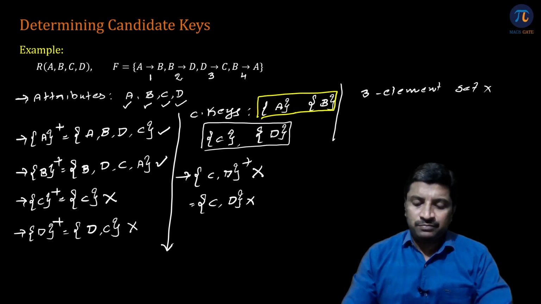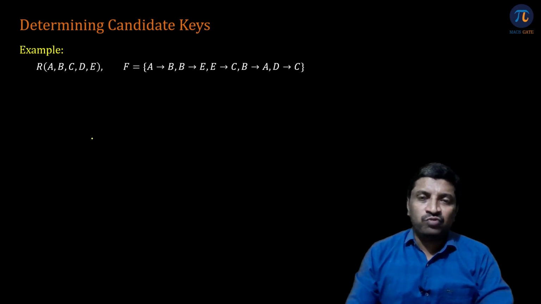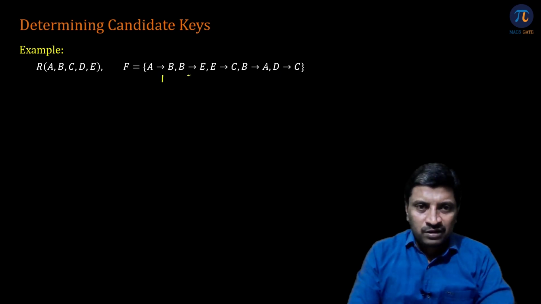Is that clear? Let us do one more example. Suppose we have a relation with 5 attributes A, B, C, D, E, and the functional dependencies are A implies B, B implies E, E implies C, B implies A, and D implies C. First, let me give numbering 1, 2, 3, 4, 5.